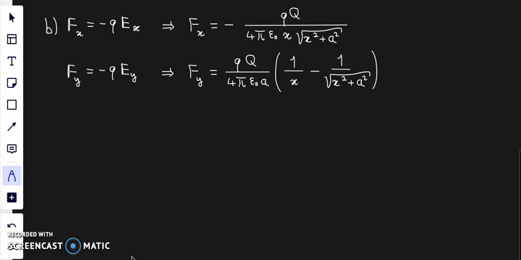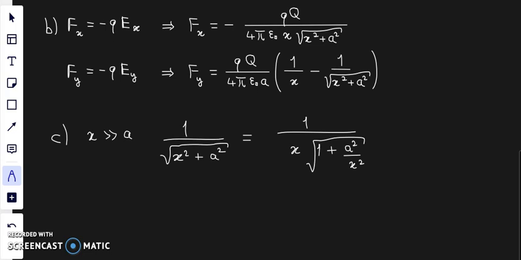In part C, we work out the inverse square root term for the case where x is much greater than a. So if x is much greater than a, let's rewrite this term, 1 over square root x squared plus a squared. In the denominator, pull the x squared out of the square root. So this is what you get.